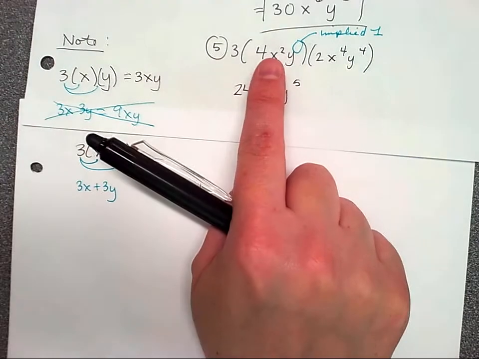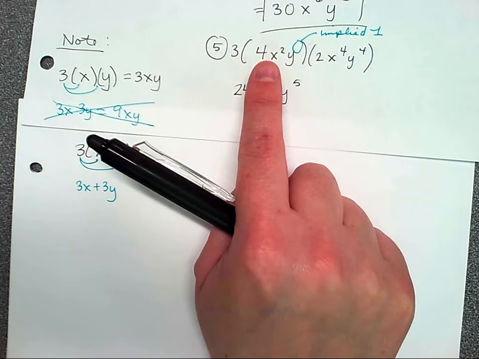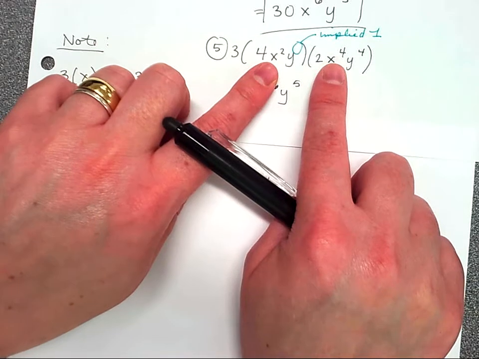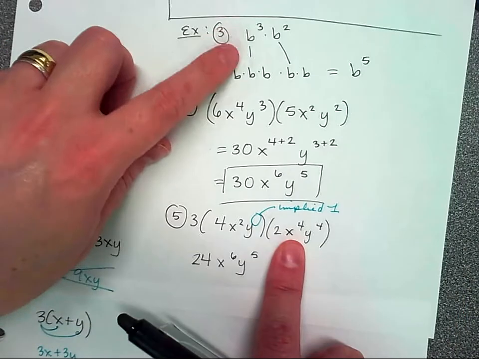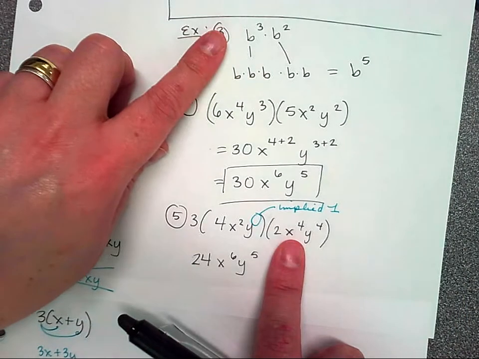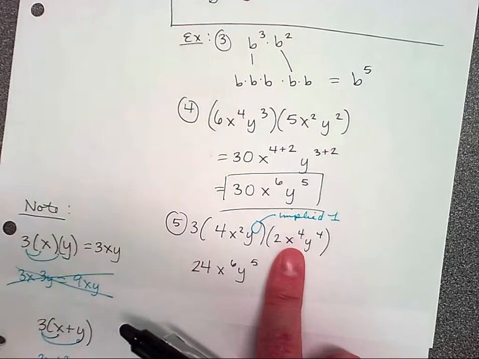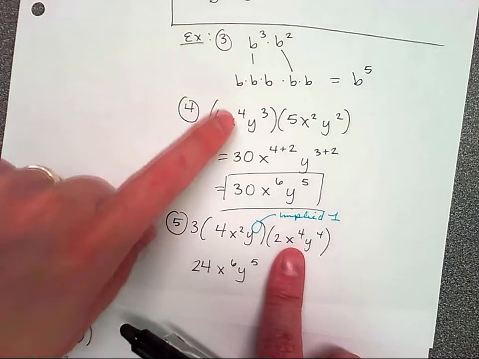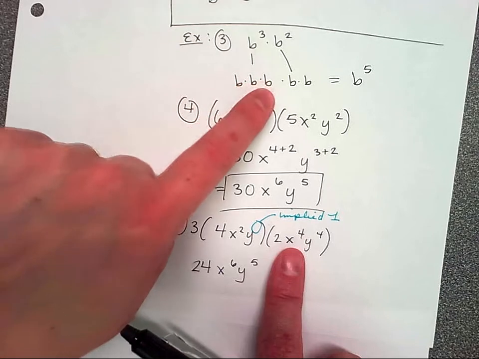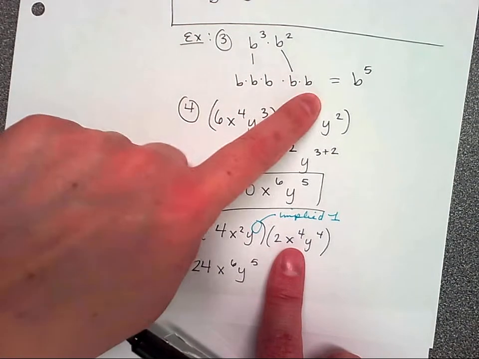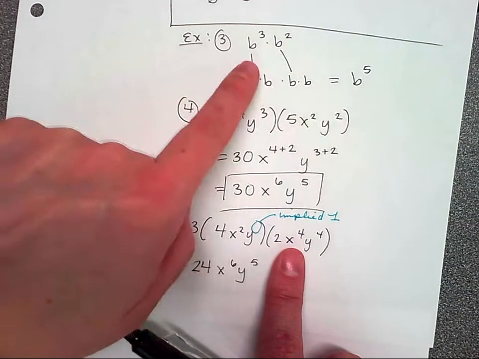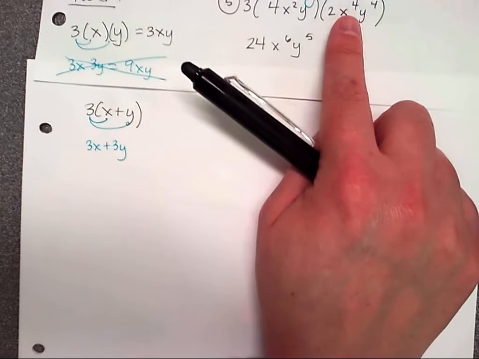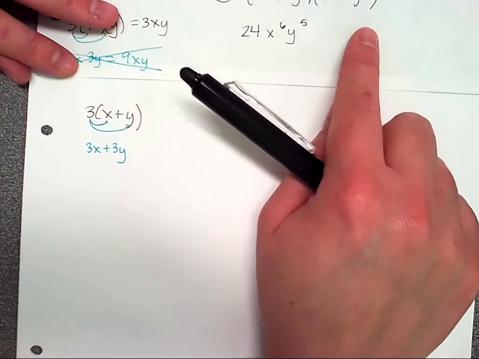So again, if you get to a test and you can't remember, am I adding these exponents? Am I multiplying these exponents? Write out a little example. You guys can all do this from the definition. B cubed is b times itself 3 times: b times b times b. B squared is b times b. I got b to the 5th from here. I added those exponents. So it's the same thing here when you're multiplying.